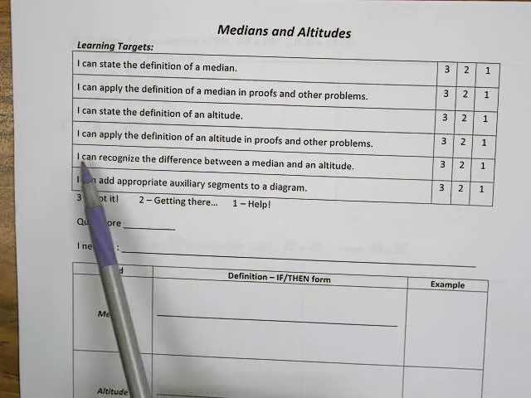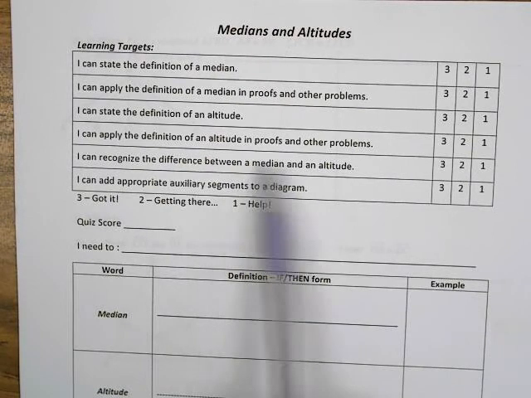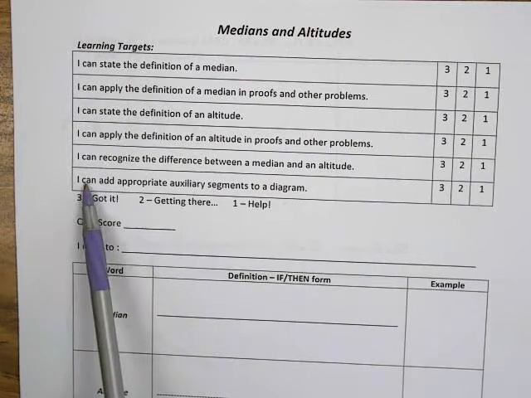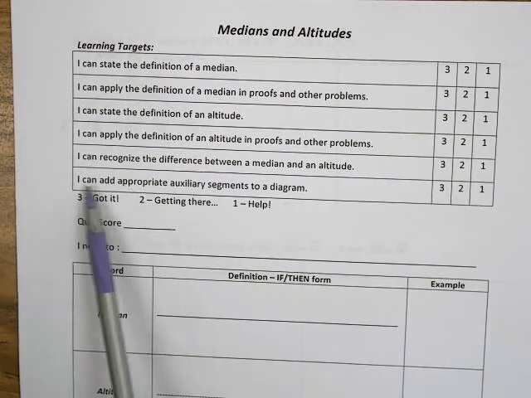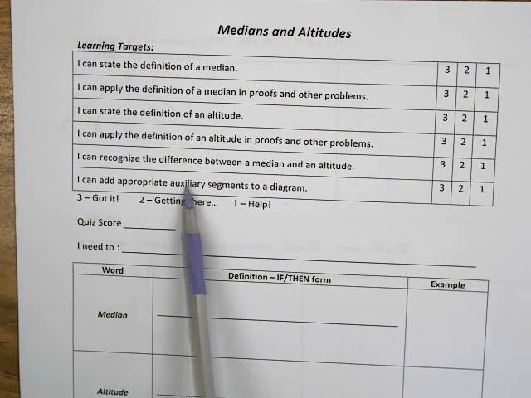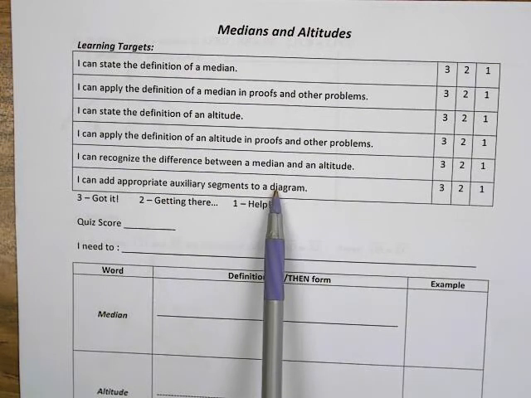And then it's really important that we recognize the difference between what a median is and what an altitude is. And then this final target is a little separate. It's an easy one, but it says I can add appropriate auxiliary segments to a diagram. So we'll hit that at the very end.